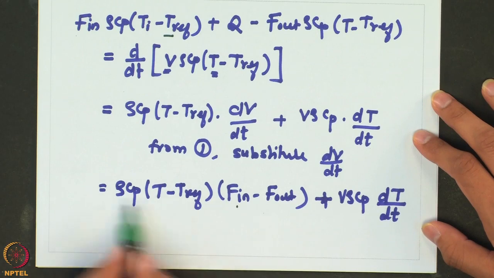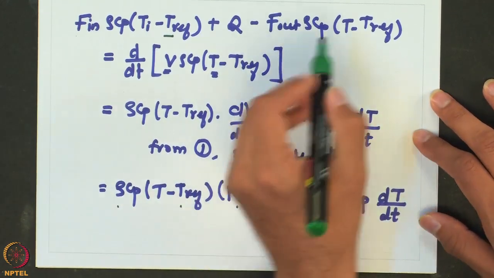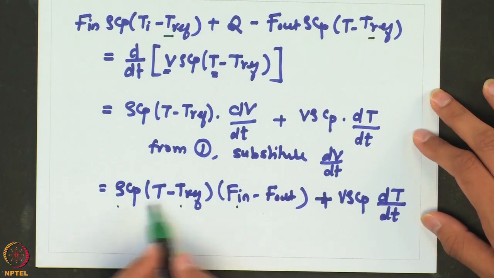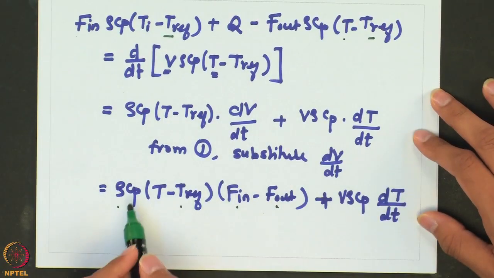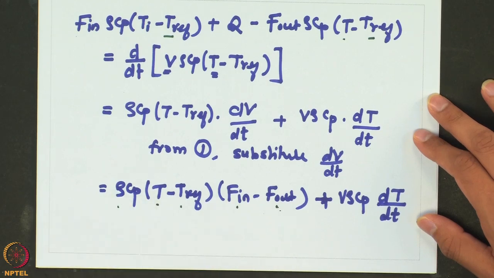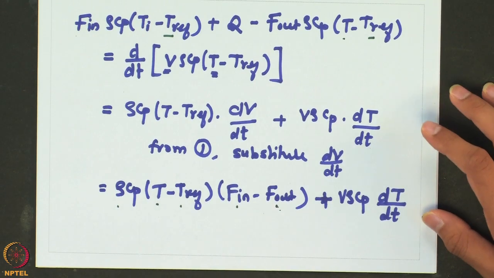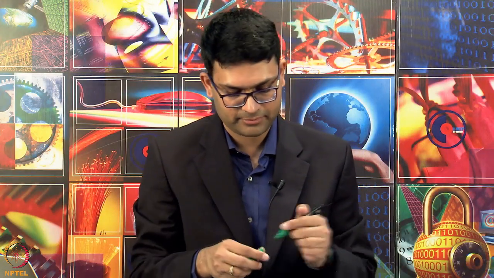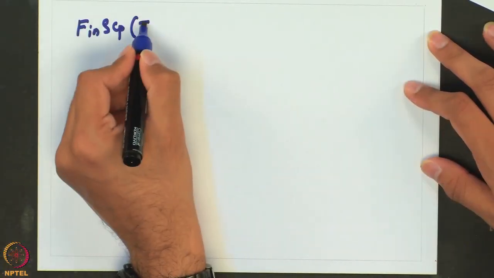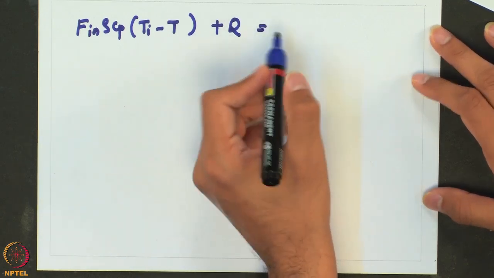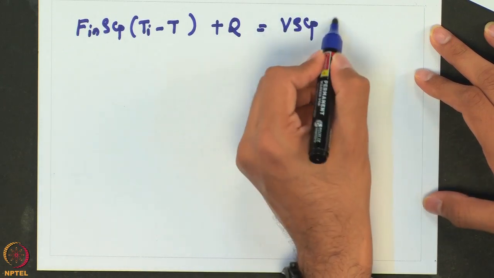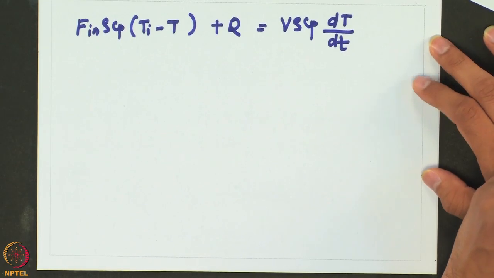So we can see that some terms are appearing on both the sides. For example, this F in rho Cp times T ref is the same as F in rho Cp times T ref. So these two terms will get cancelled. Similarly, F out rho Cp T ref will be the same as F out rho Cp times T ref. So this term will also get cancelled. And lastly, F out rho Cp T will also be appearing here as F out rho Cp T. So all these three terms will get cancelled, and what we would be left with in this case is F in rho Cp (Ti minus T) plus Q is equal to V rho Cp dT over dt. So that is the equation we would get.